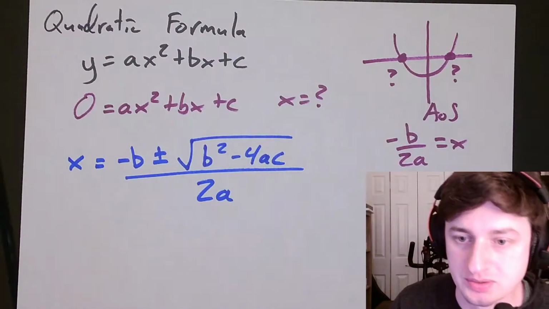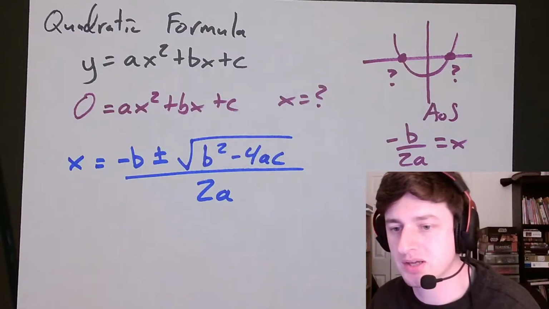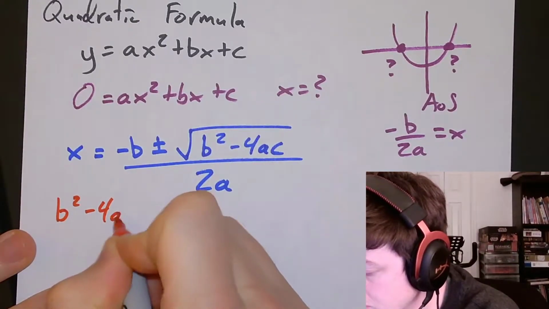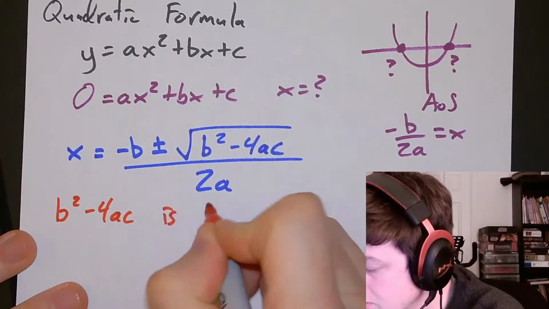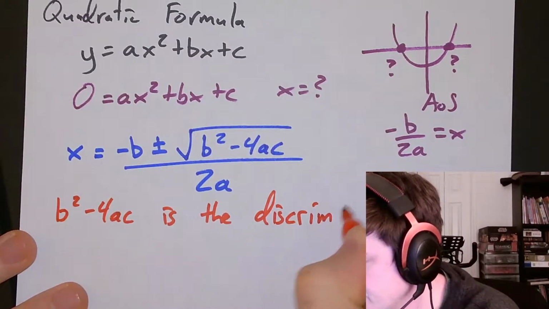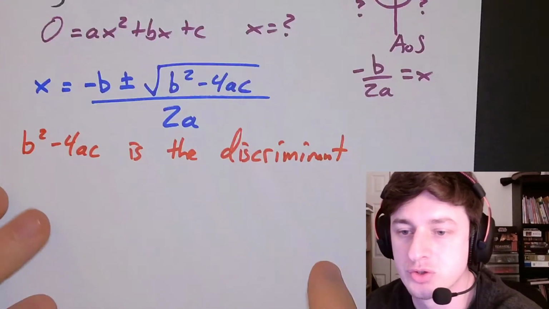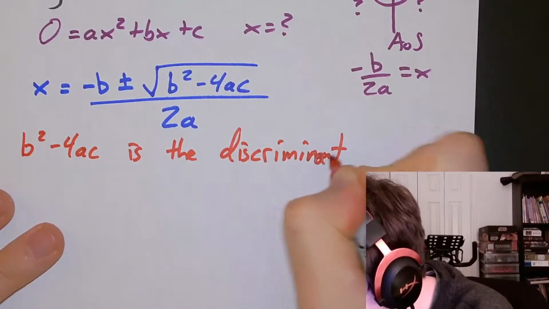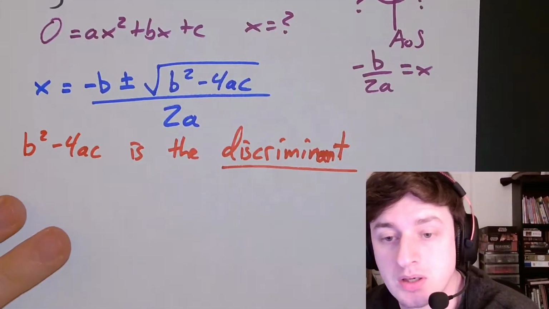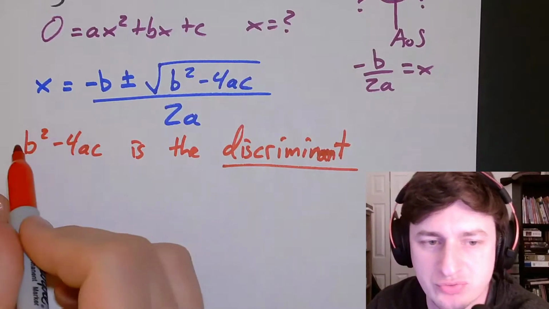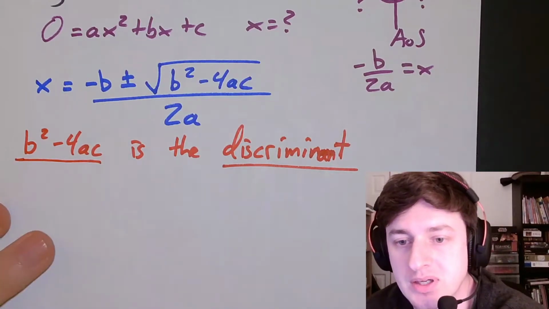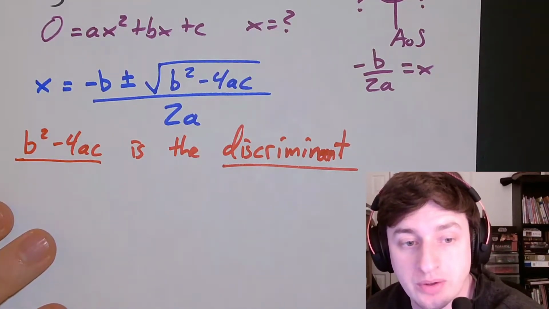Now that piece has a special name. The part inside the square root is the discriminant. The discriminant. This is a vocabulary word that's going to be important. The discriminant, this number, once we've squared b and subtracted 4ac, once we've simplified this, it's going to be a couple things. It could be 0.